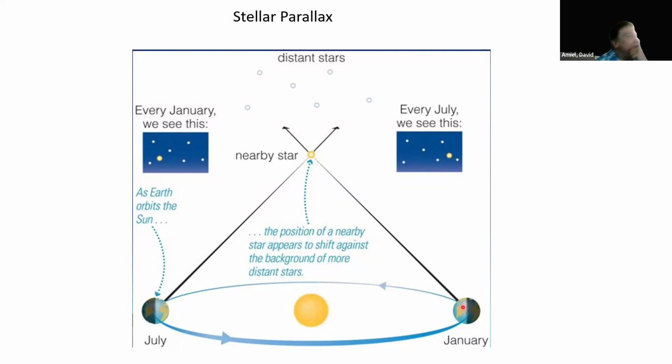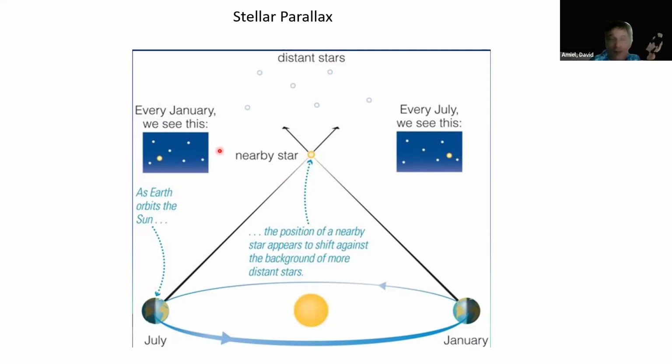And so if you consider some closer star and look at the background stars, you should see a shift. You should see a shift like you're seeing in these two pictures here. Here, the sun is on the left, here it's on the right, and the background stars have shifted. The problem is they did this.